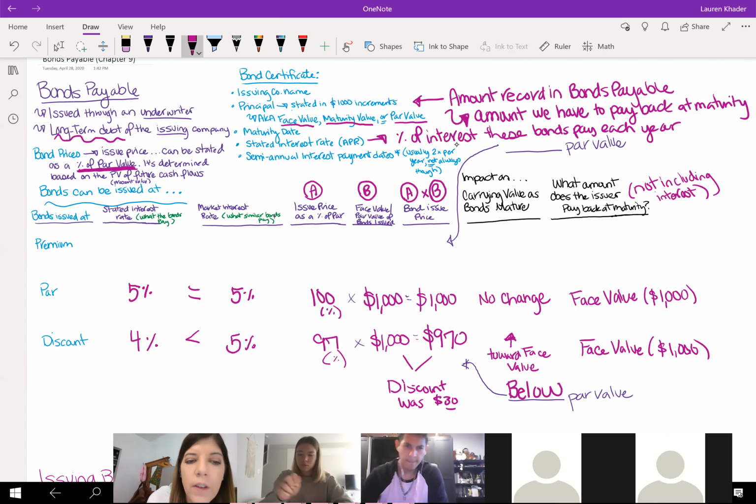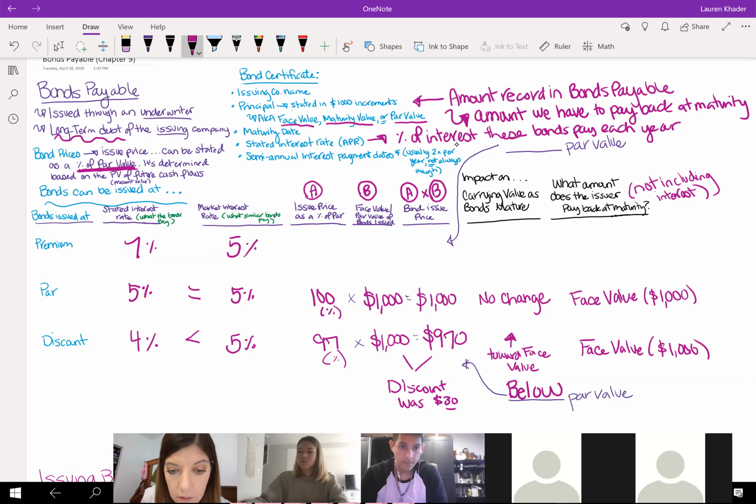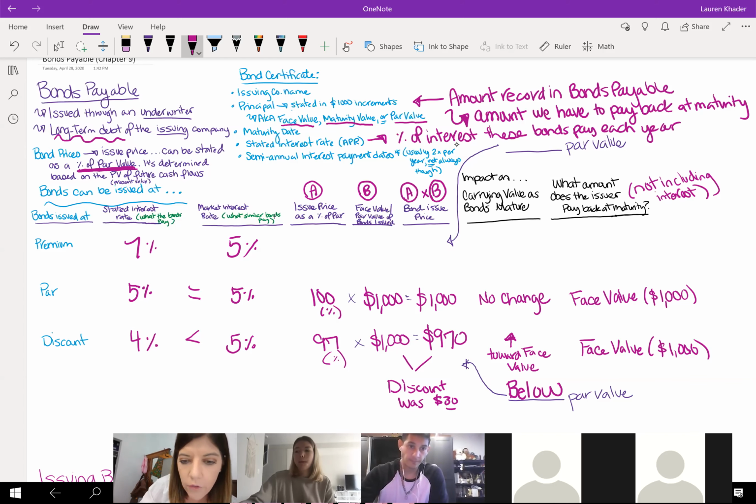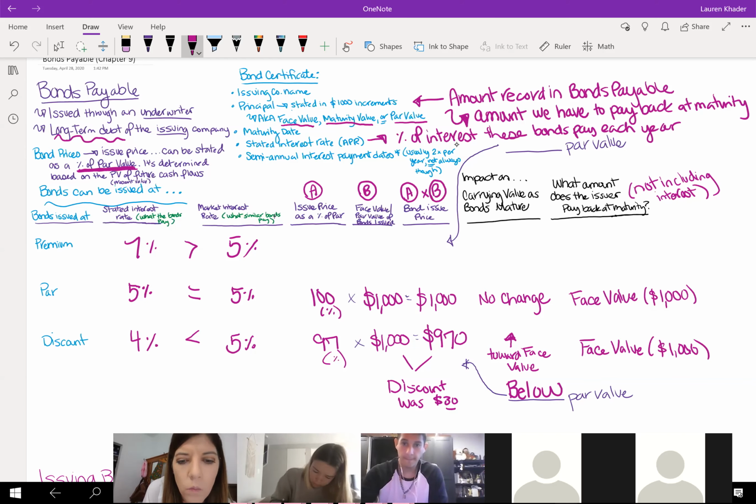For the opposite side of it, let's say that I'm offering 7% interest when the market and similar bonds are offering 5%. Now who wants my bonds? I'm offering you 7% interest when similar bonds are offering you 5%. Everyone, right? We're offering a higher interest rate than similar bonds, so everybody wants my bonds. Think about supply and demand. Demand's high, supply is low. What happens to the price? Shoots up.